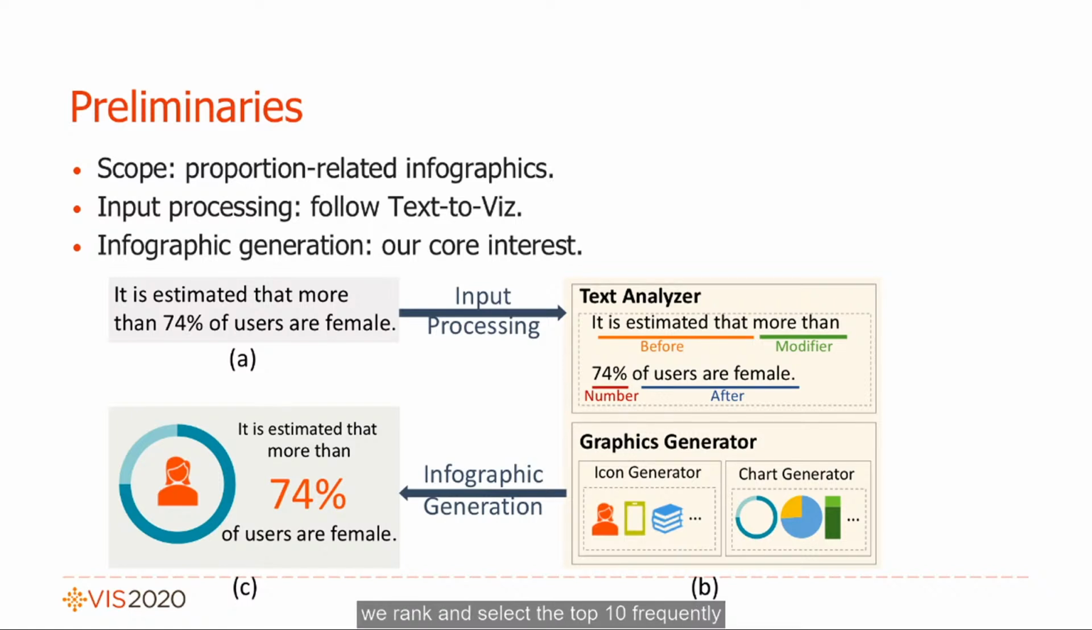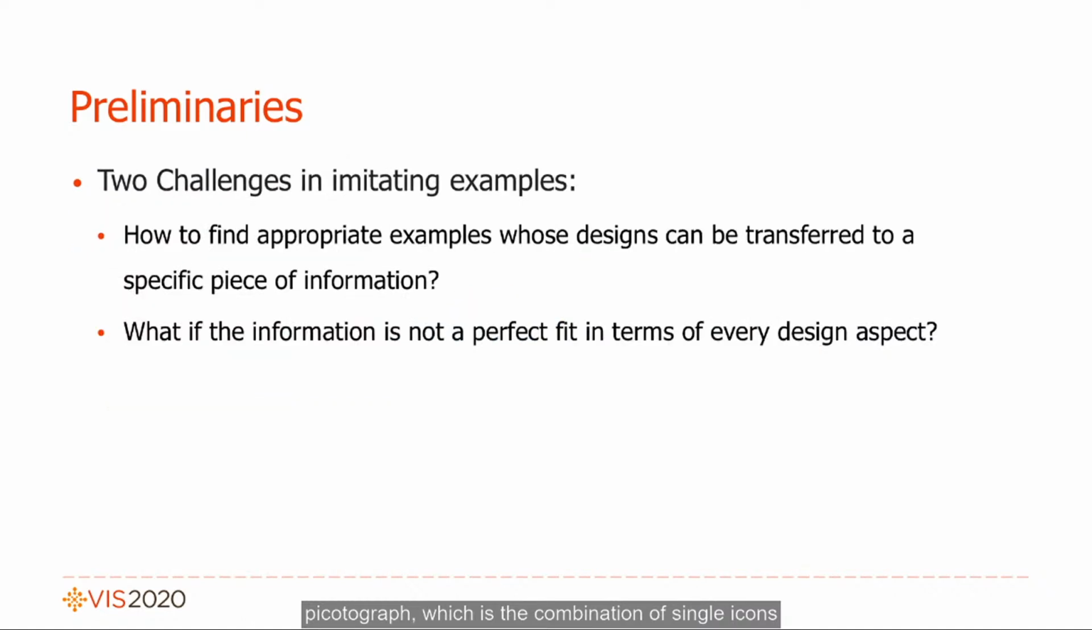select the top 10 frequently used ones in examples. Generally, they can be divided into text and graphic class. In text class, the top 5 frequently used elements are before, modifier, number, after, and the whole statement. In graphic class, they are single icon, donut, pie, bar, and pictograph, which is the combination of single icons.